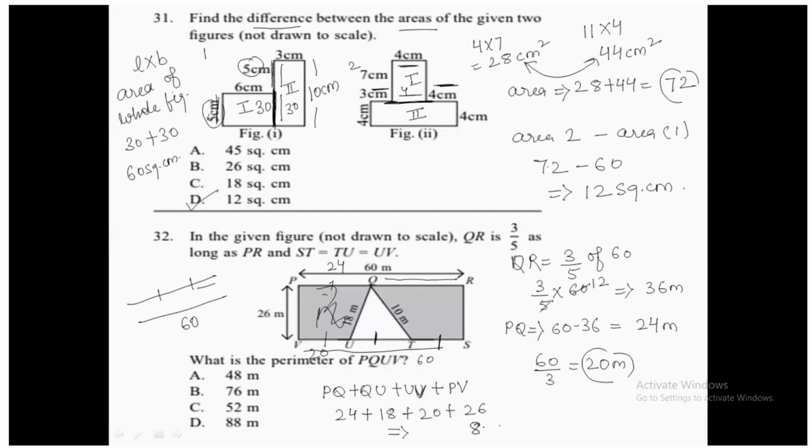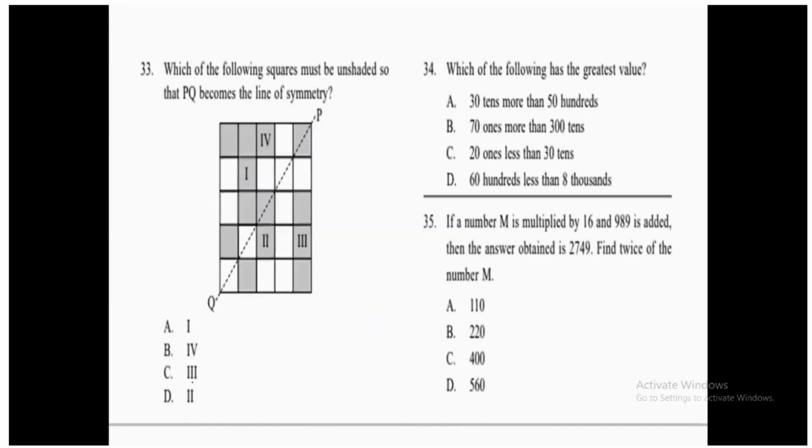Okay, so that's how we are getting our answer, which is 88 meter, which is option number D. So that's how we can say option number D is a correct answer. Okay, let's move to the question number 33.